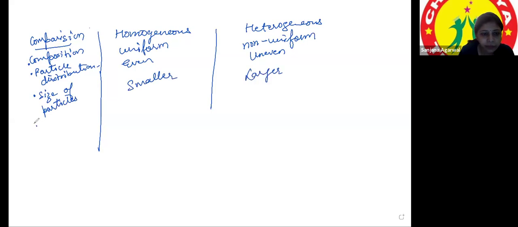Further, I'm writing the points of comparison. Stability. Next is solvation. No, just write down particles. Example. Try to think what about the stability and particles and examples of these.